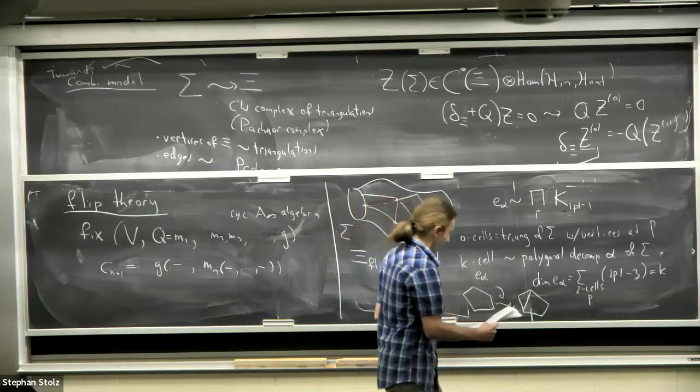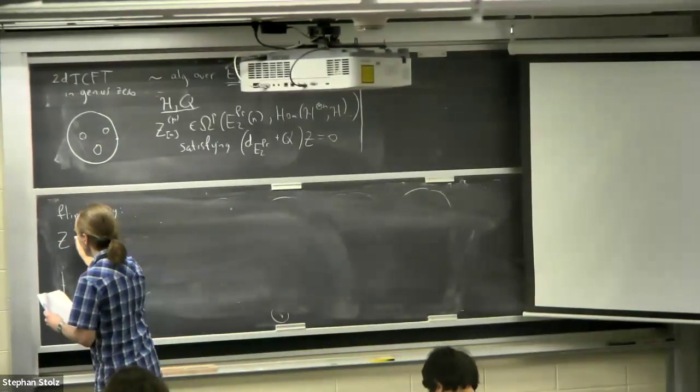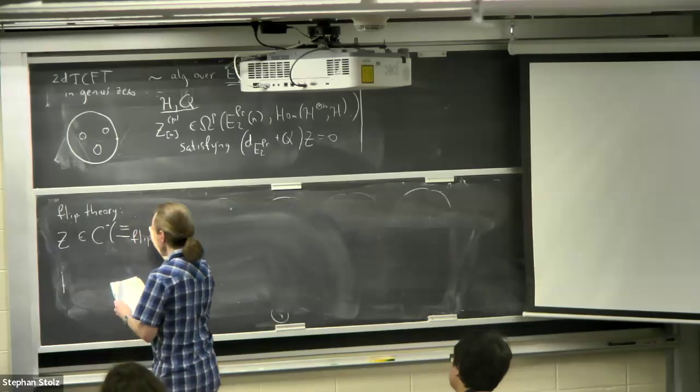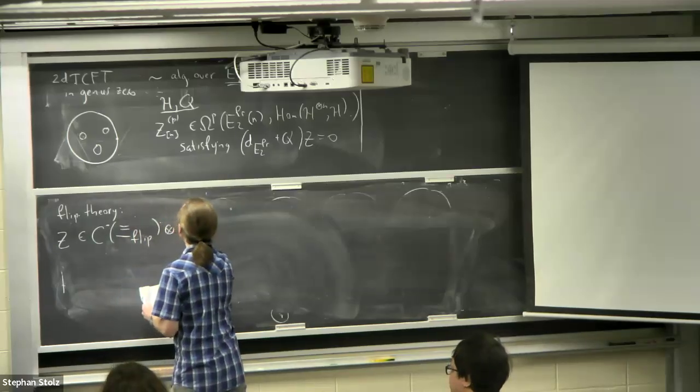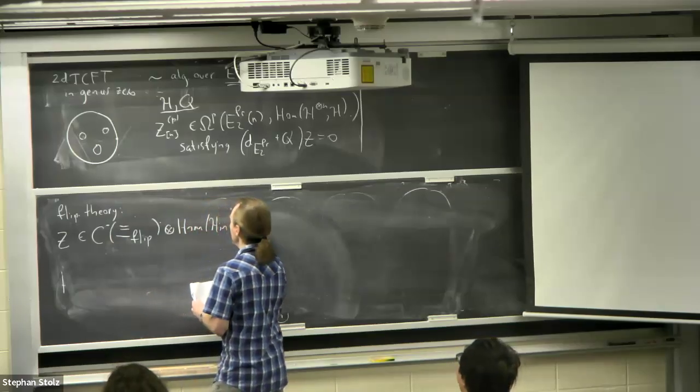Now, what is the TCFT here, or combinatorial TCFT? How to construct it? It's what I call a flip theory, or flip model of combinatorial TCFT. That's a cochain on the flip complex with coefficients in Homs from H in to H out, and I wanted to construct explicitly what it is.